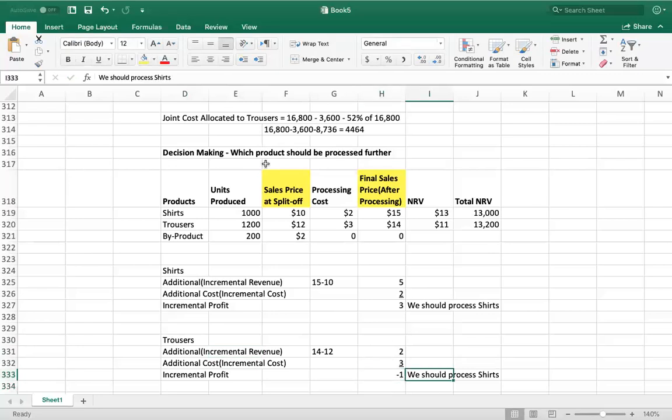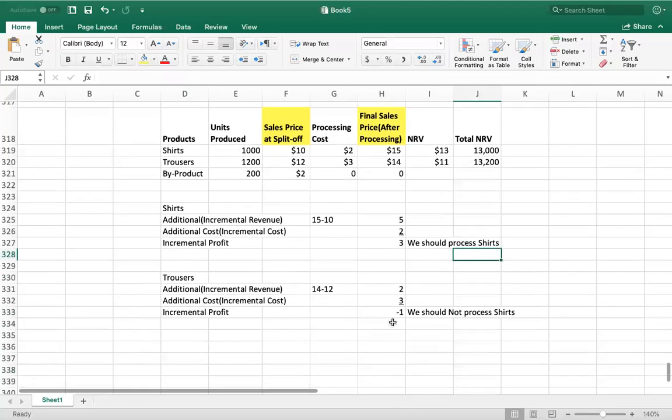So what do you think? We should not process. Yes. So here we will tell the management that we should not process. We will sell it as it is, without processing, without any packing.